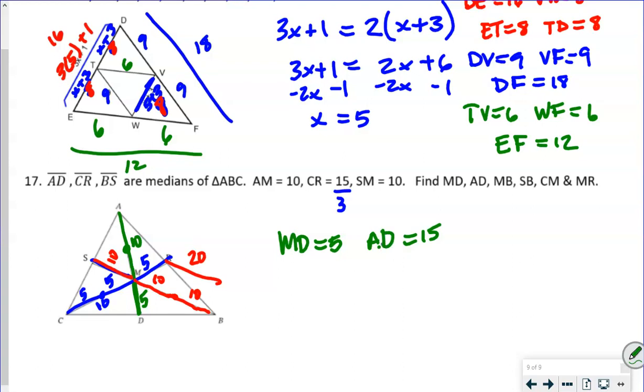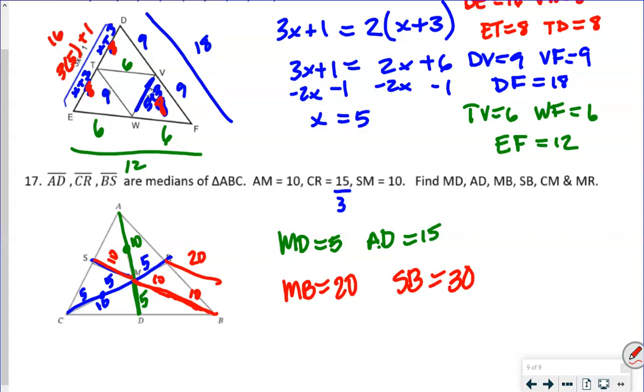Then we've got MB. MB's in red. It's right here, and we got 10 plus 10, right? So that's 20. So MB is equal to 20. And then we have SB, which is the whole length, right? So we're adding 10 plus 10 plus 10, so SB is equal to 30, right? 10 plus 20, or 10 plus 10 plus 10.